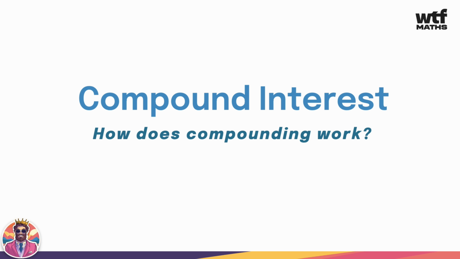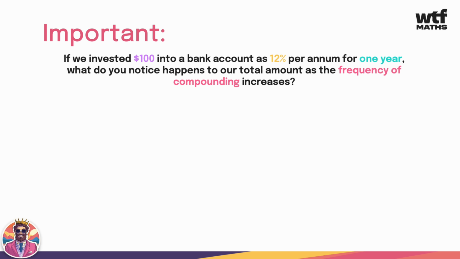Today we're looking at compound interest and specifically how does compounding work. To try and explain compounding, I wanted to have a look at this example to start off with. So if we put $100 into a bank account at 12% per year for only 1 year, I want you to look at all the interest we earn and see if you can notice a pattern.